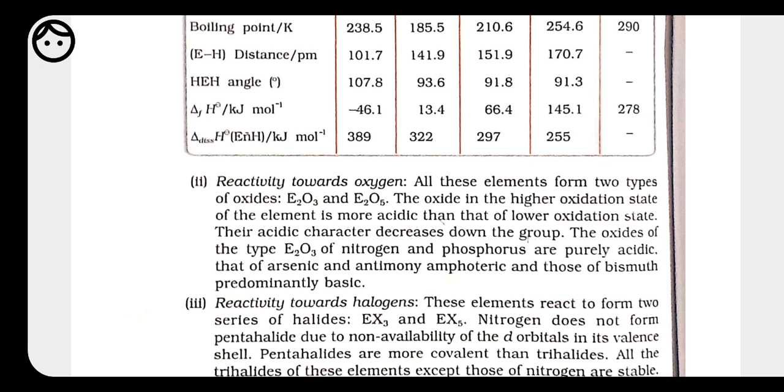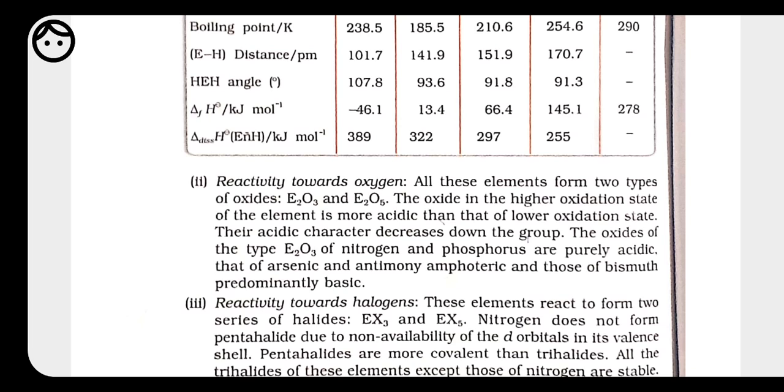Now we have reactivity towards halogen. All the elements of group 15 have the ability to combine with halogens and form trihalides or pentahalides of the type EX3 and EX5. We know X represents halogen. Nitrogen does not form pentahalides. Nitrogen does not have the tendency to form pentahalides, that's why nitrogen only forms EX3 type of compounds.